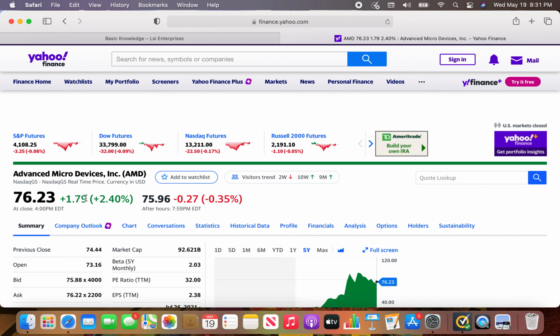All right, so if you got 100 shares of this, that means you went up, what is that, $179 today, which is not bad. Off of $7,600, that's not bad at all. Now here's the thing. This percent is the main thing. It went up 2.4% in one day. In one day.